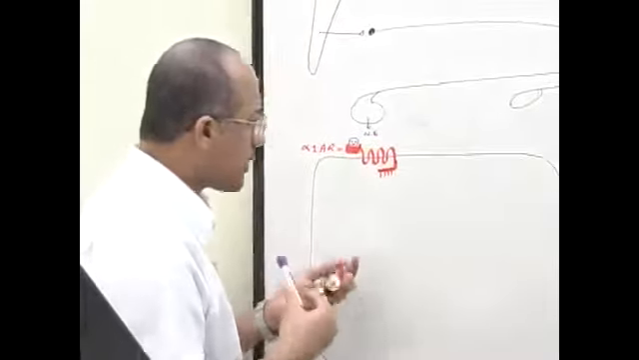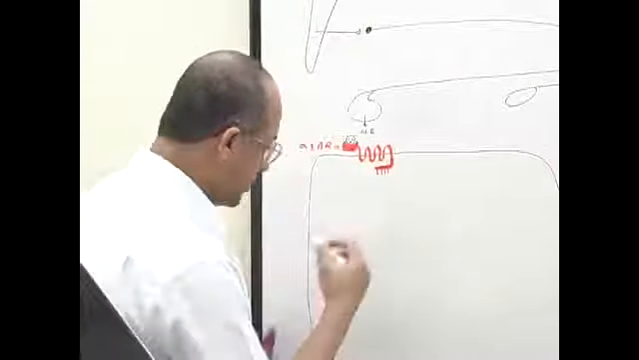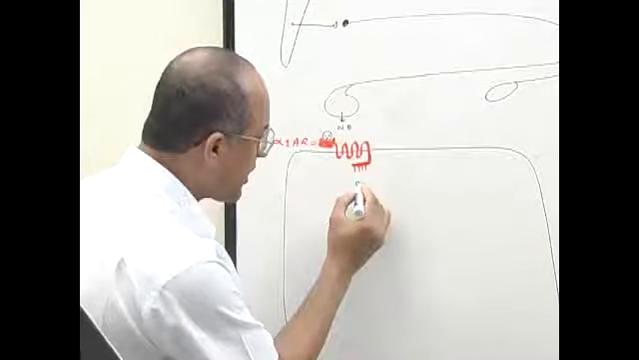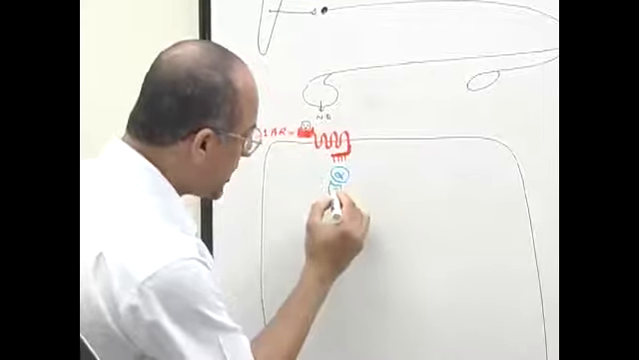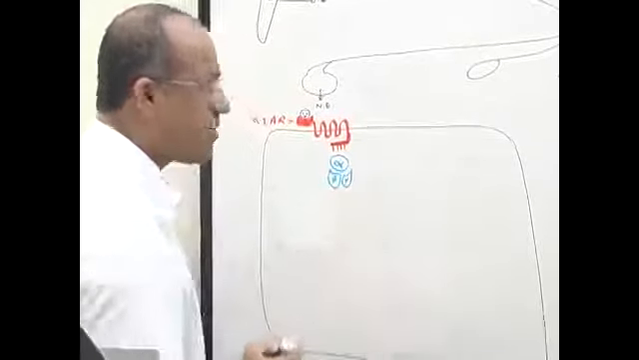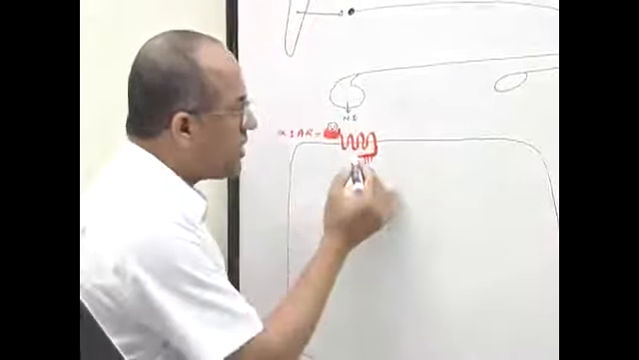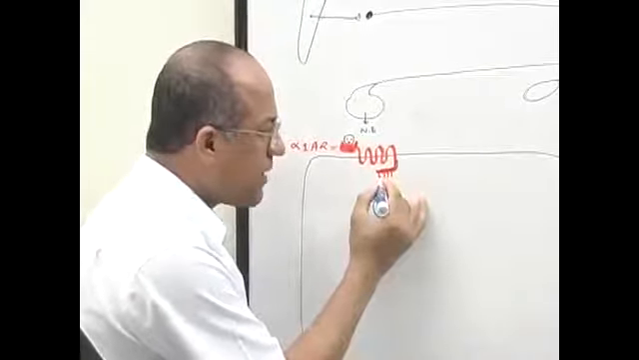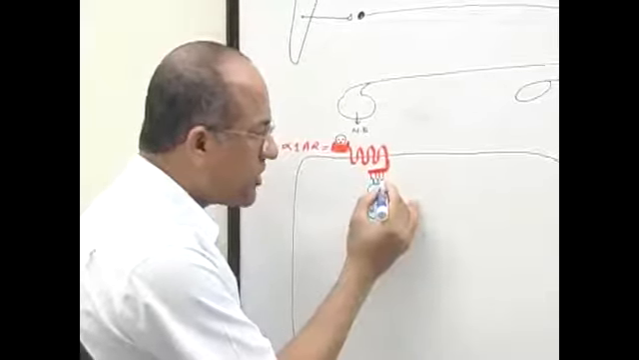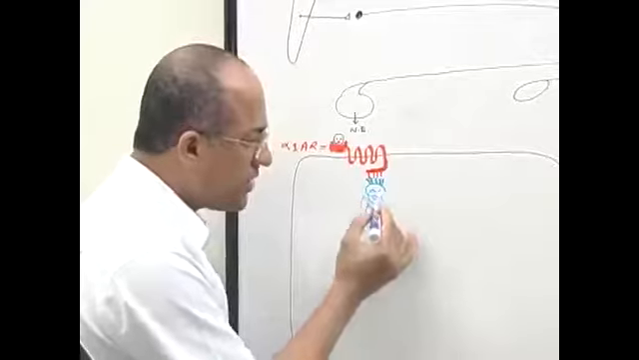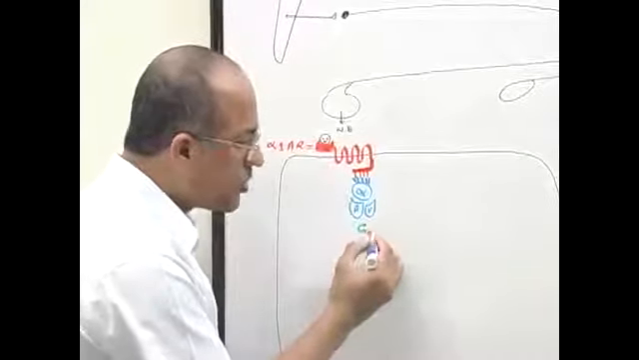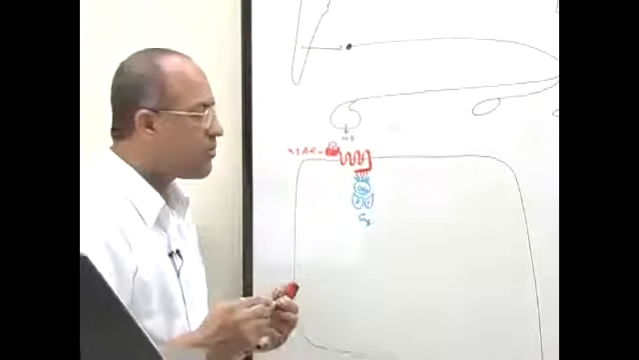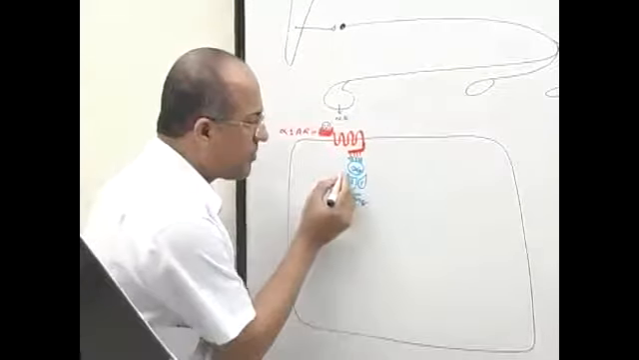G proteins are primarily trimeric proteins. They have an alpha component, a beta component, and a gamma component. What really happens when this receptor is stimulated by epinephrine or norepinephrine is that it will stimulate the alpha component of the G protein, and this G protein is called Gq, and this alpha is called alpha q.